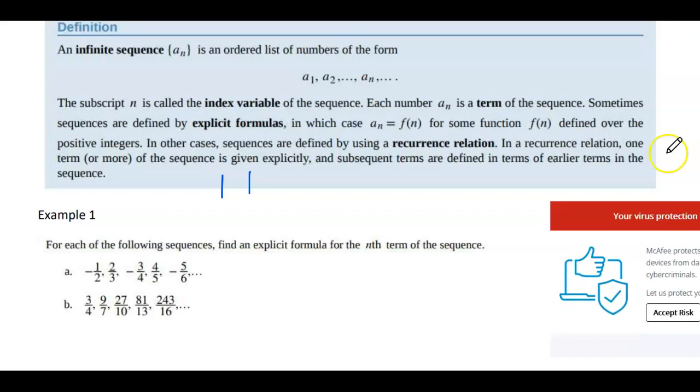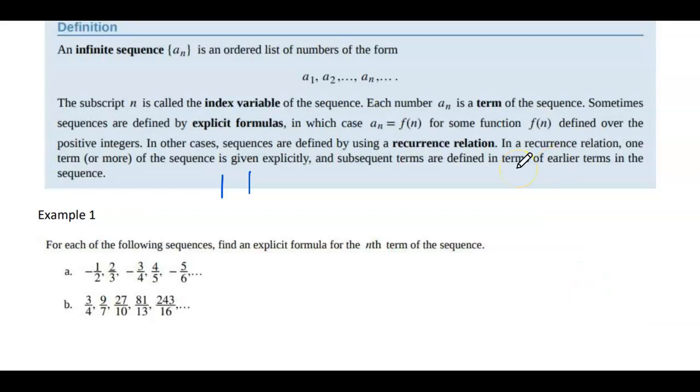Okay, 1 and 1, so then the next term, 1 plus 1, is 2, and then you add the 2 before it. So 1 plus 2 would be 3, 2 plus 3 would be 5, 3 plus 5 would be 8. That's a recurrence relation because it depends on the terms before it.